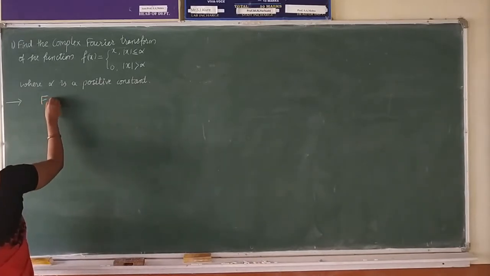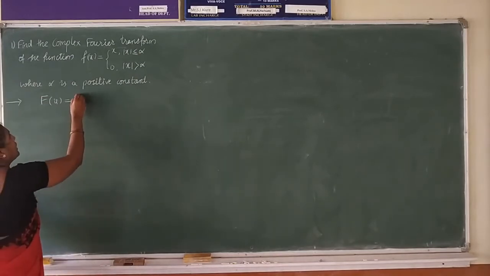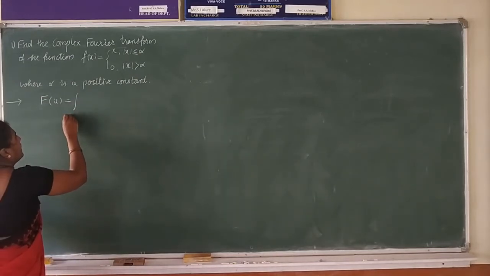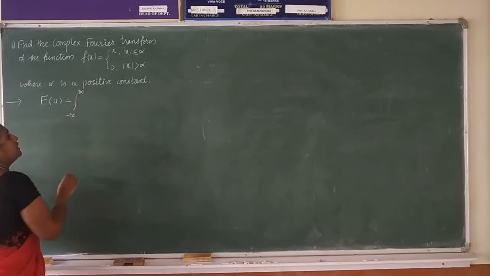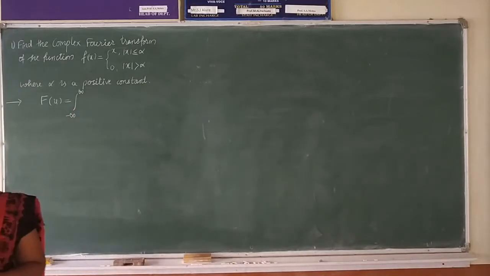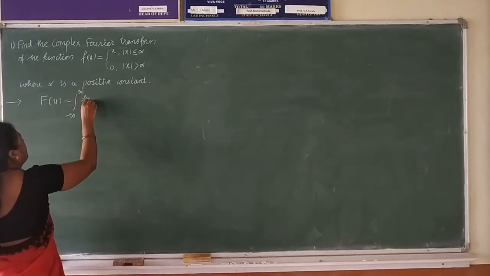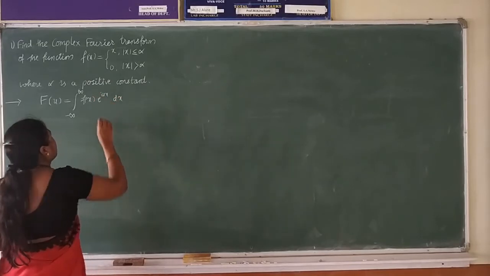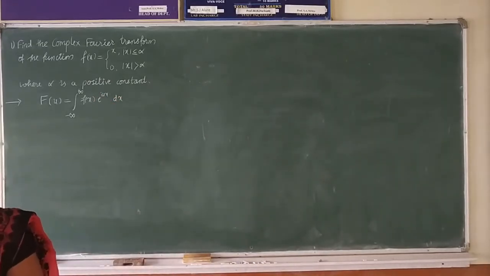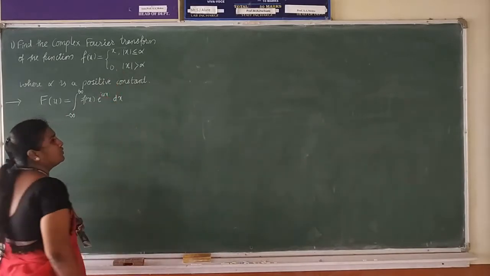Let F of u be, considering the definition of a Fourier transform, the integral from minus infinity to infinity of f of x into e to the power iux dx. Right? This is the definition of a Fourier transform. Now you can observe there are two functions, f of x that is x and 0. Now which one do you need to consider?